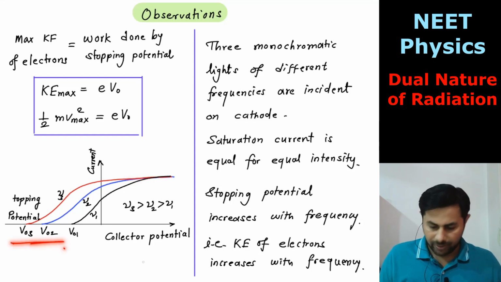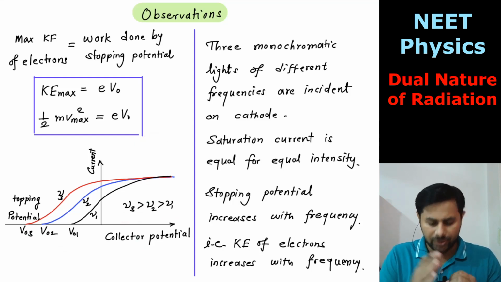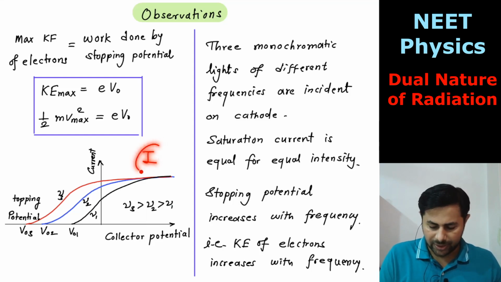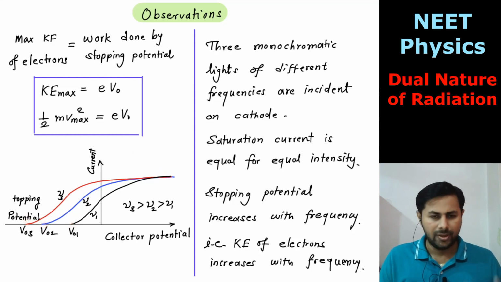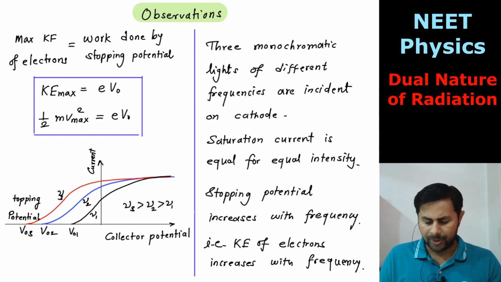Observation number 4: if you change the frequency and keep intensity constant, you choose different light and keep the intensity the same, then the stopping potential changes. If frequency is more, stopping potential is more. If frequency is less, stopping potential is less. That means electrons gain more energy from the light if the frequency of light is more, right? So these are the observations so far.